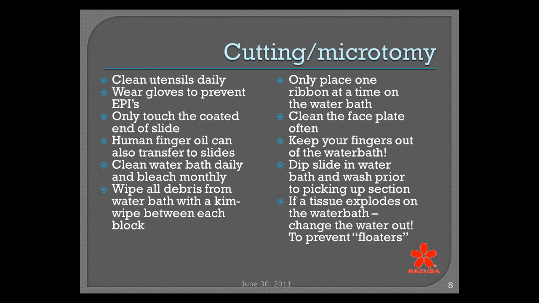So if you're going to bleach your water baths, you can just get yourself a tub and make a 10% bleach solution in your tub, and then if you have one of the water baths that have the Corningware in them, just drop the whole thing in 10% bleach and then rinse it with distilled water and let it air dry.